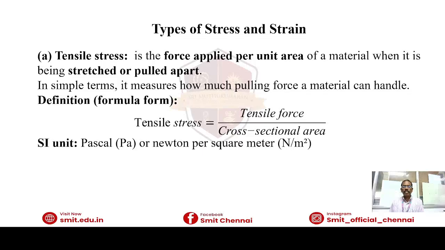Types of stress and strain. Let me come to the types of stresses first. The first one is tensile stress. It is the force applied per unit area of the material when it is subject to stretching or pulling force. In simple terms, it measures how much pulling force the material can withstand. It is defined by the formula: tensile stress equals tensile force divided by cross-sectional area. In SI units, it is Pascal or Newton per meter square.